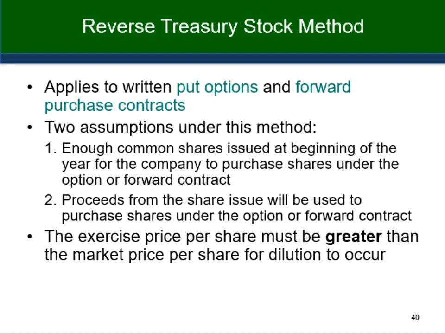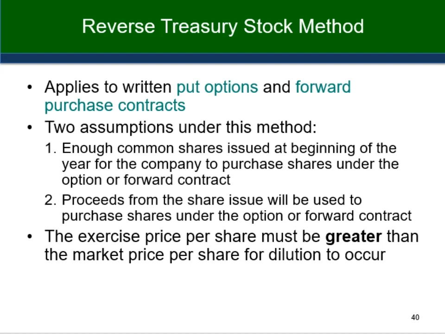Reverse treasury stock method. For written put options, so if we've written put options, we have given someone else the right to sell shares to us for a certain price. Forward purchase contracts would also fall into this category, where we've established a price in advance for the sale of our shares or the purchase of our shares. So the reverse treasury stock method is used for written put options and forward purchase contracts.